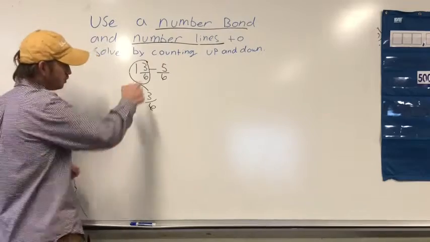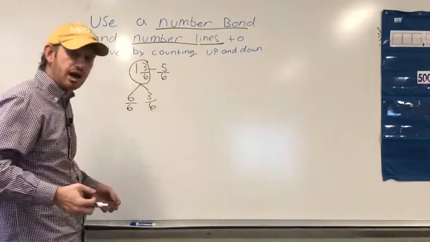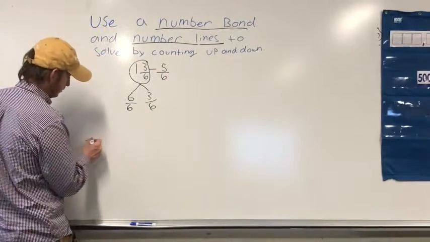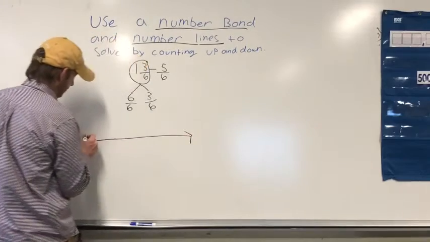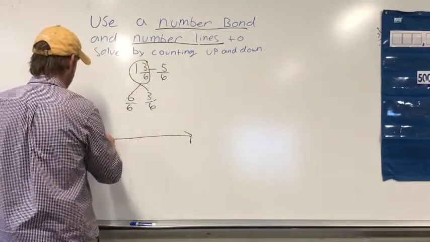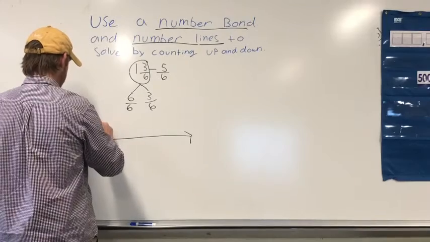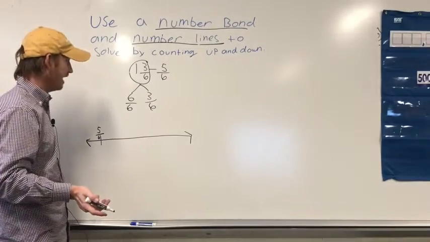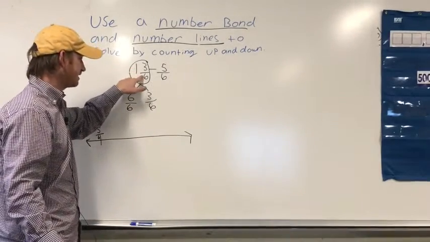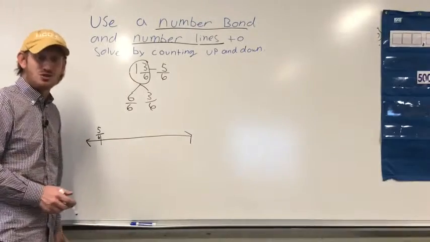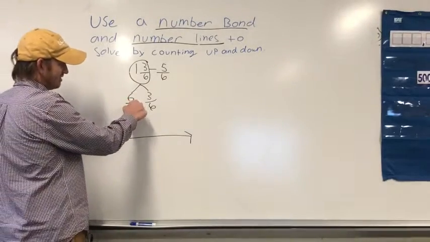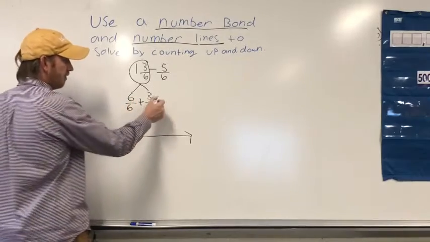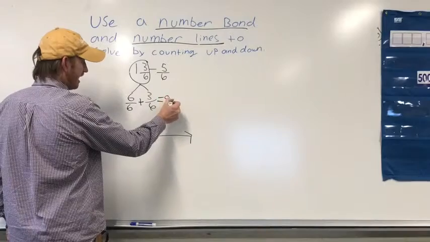So now I'm going to use what I have there and a number line to count up and then count down. So the first one it asks is for me to count up. So I draw my number line and I'll label it 5/6. But how am I going to count up? I don't know how to count up to 1 3/6. Well, this is again where I can use my number bond. If I see that I have 6 over 6 and 3 over 6, I know that that equals 9 over 6.